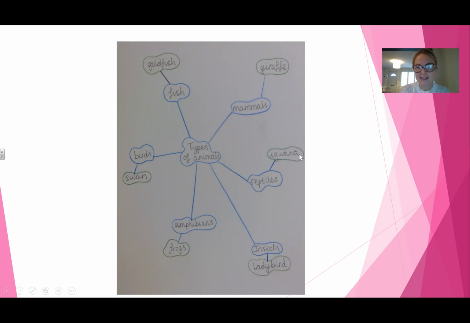Reptiles, I found an iguana. Insects, I found a ladybird. Amphibians, I found frogs are amphibians. Sorry, iguanas are reptiles, ladybirds are insects, frogs are amphibians, and then here, birds, that a swan is a bird, and here that goldfish is a type of fish.